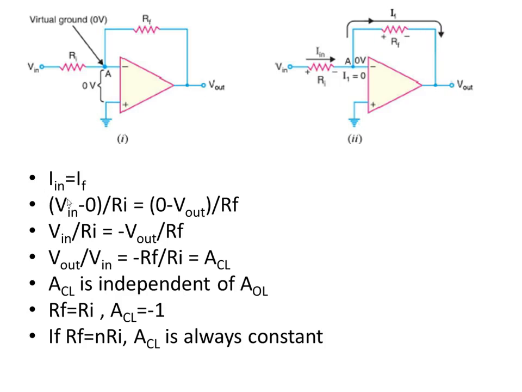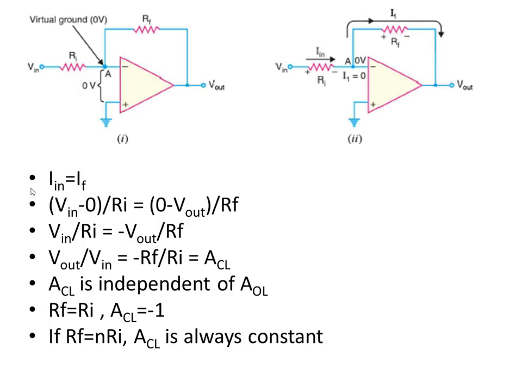So we can write I input is equal to I feedback. The value of I input is the same current that is flowing through the feedback resistance, that is IF, because there is no current between these two terminals. So the total current will flow through the feedback resistance. So I input is equal to IF.